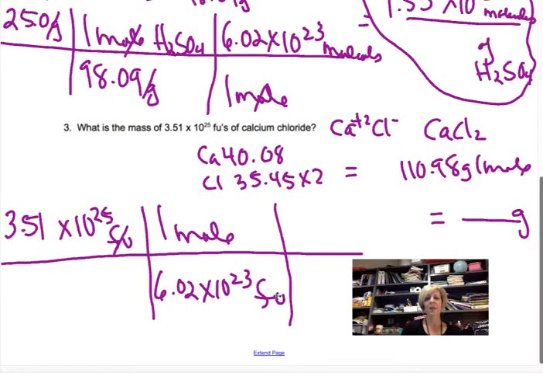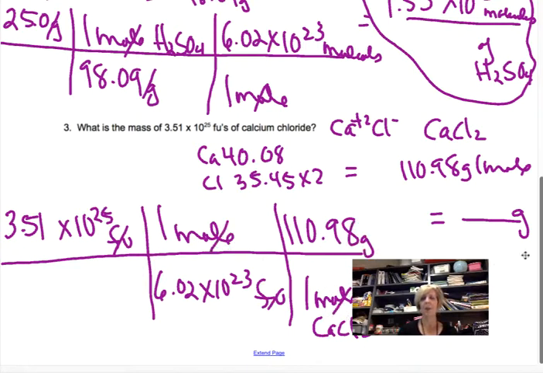So now my FUs cancel. Now I'm at moles. Now I can use this molar mass. So in 1 mole of CaCl2, I know it weighs 110.98 grams. My moles cancel and I'm at grams.